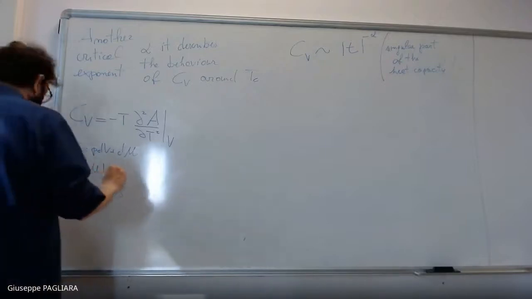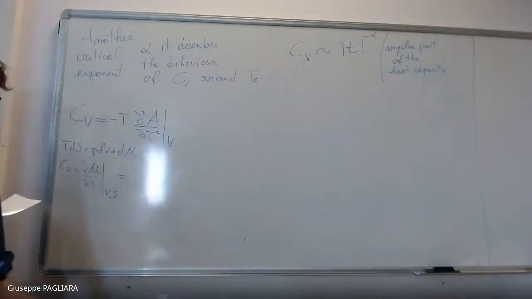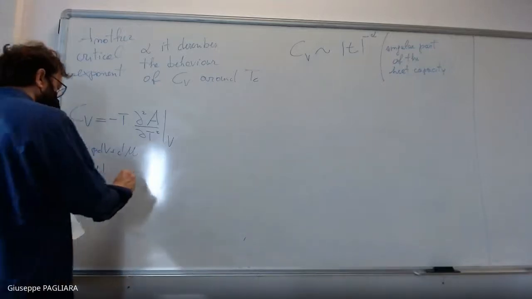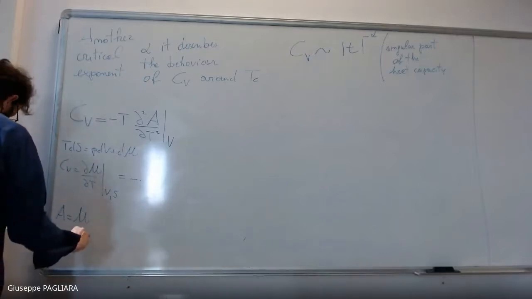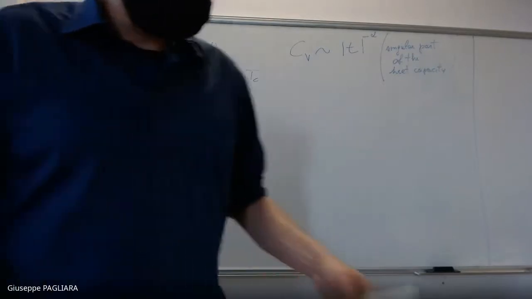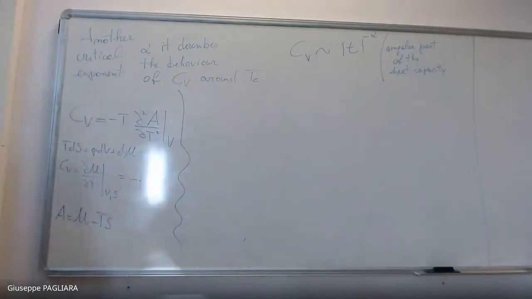Okay, and I will comment on this later. And the other equation that one has to remember is that A is equal to u minus TS, and from this one can derive these equations. We will comment later otherwise. So one has to compute the second derivative. Of course, it's very boring, and I'm not going to do it fully.